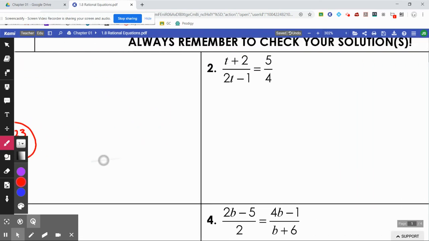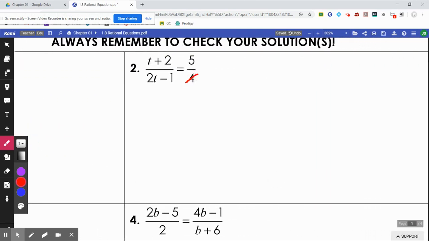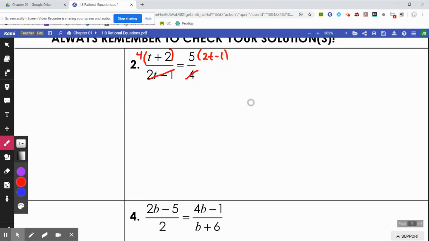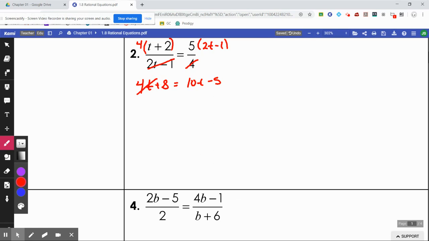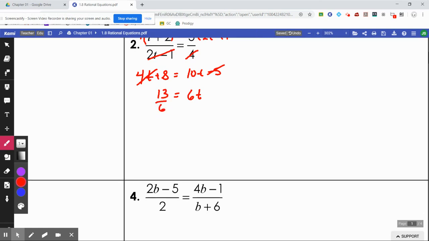Okay, number 2. Same thing, we're going to move our 4 by multiplying by 4. We're going to move our 2t minus 1, making sure we leave it in parentheses, by multiplying by 2t minus 1. We now have 4t plus 8 is equal to 10t minus 5. Let's move all of our t's to the same side. Subtract 4t, you now have 6t on the right side. Add 5, you now have 13. To get rid of the 6, we divide by 6, and we have t is 13 over 6, and we can leave our answer like that.